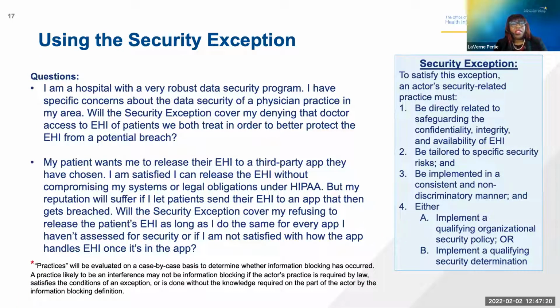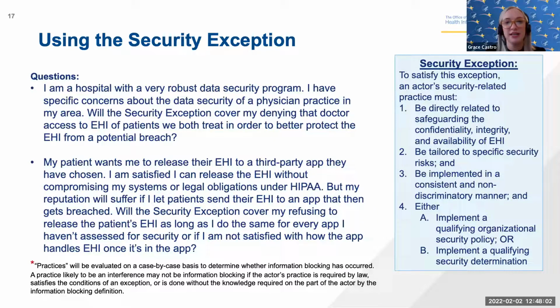Grace, I have two questions. I am a hospital with a very robust data security program. I have specific concerns about the data security of a physician practice in my area. Will the security exception cover my denying that doctor access to electronic health information of patients we both treat in order to better protect the EHI from a potential breach?